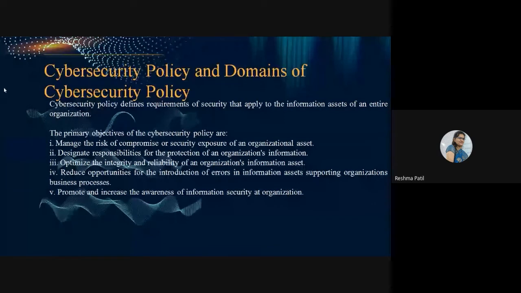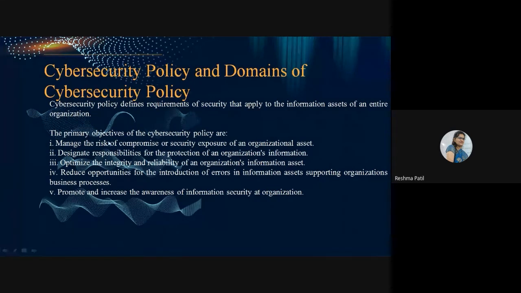The cybersecurity policy defines a requirement of security. This policy will define requirement of security that apply to the information assets of an entire organization. So one policy document will be there. According to that document, the organization has to implement their information asset security.